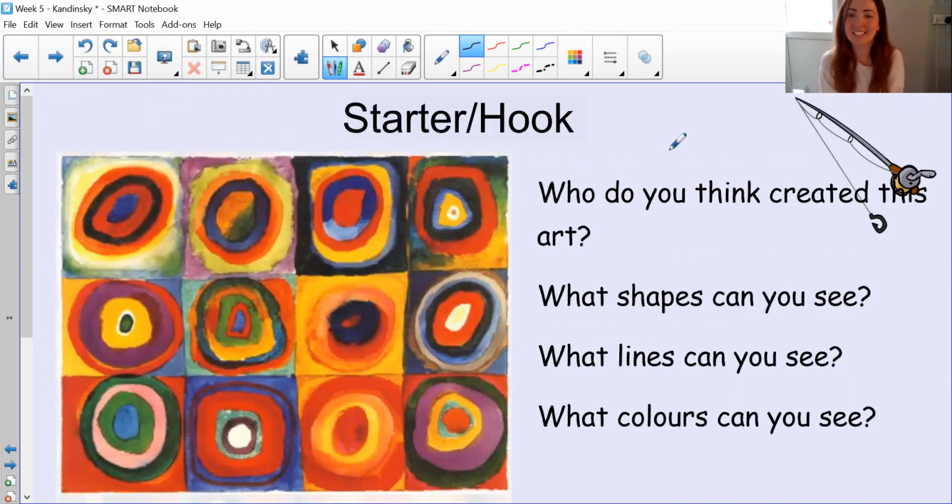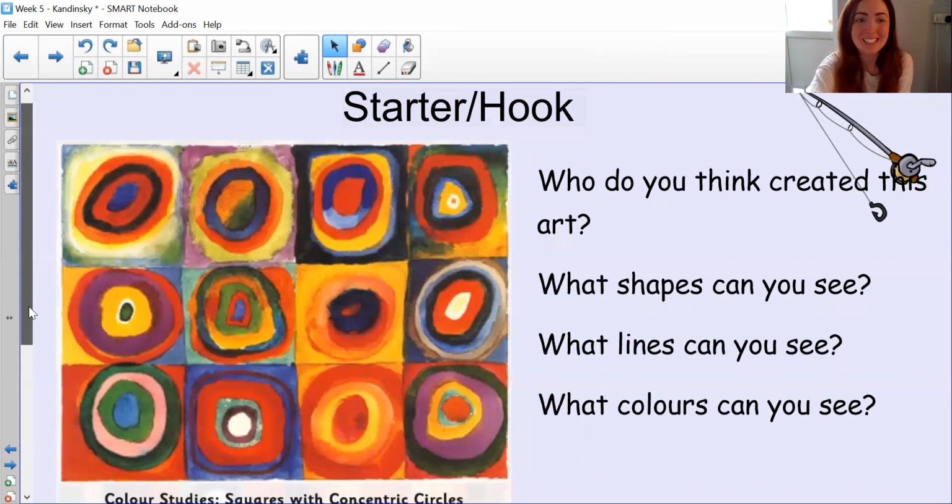So let's have a look at this piece of art. And I want you to think about these 4 questions as we have been the last few weeks. So who do you think created this art? What shapes can you see? What lines can you see? And what colours can you see? So pause here if you need to discuss those 4 questions or to think about those 4 questions.